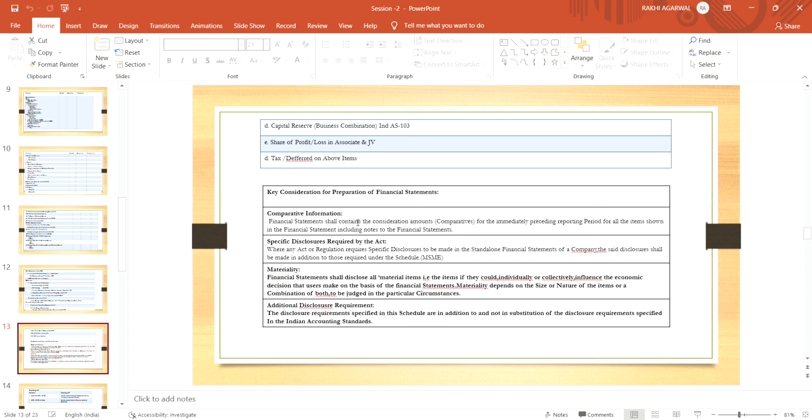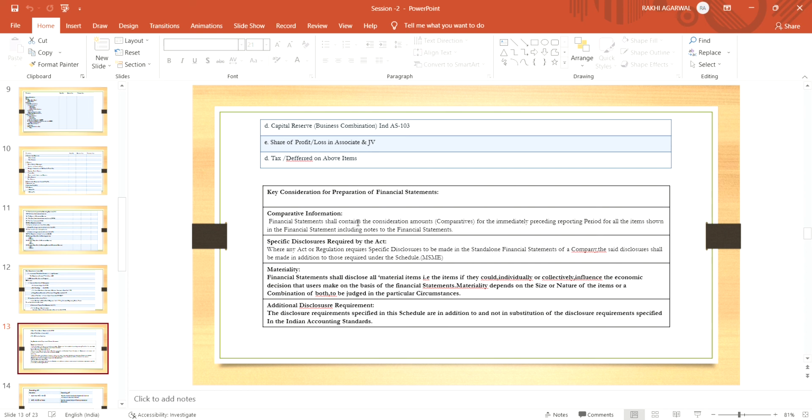Now comes key consideration for preparation of financial statement. What are the key considerations? That is comparative information, specific disclosure required by the act, materiality, material transaction, additional disclosure requirement. Like we also give the comparative reporting of all the items, and we will restate that items period for all the items shown in the final, including notes also.